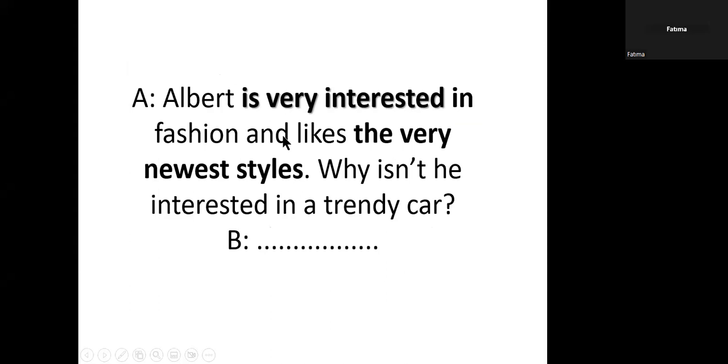Albert isn't interested in a trendy car because he is a frugal person. He is not wasteful. He is not an extravagant person.